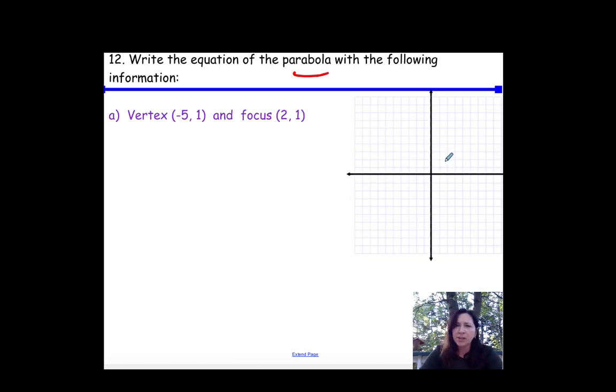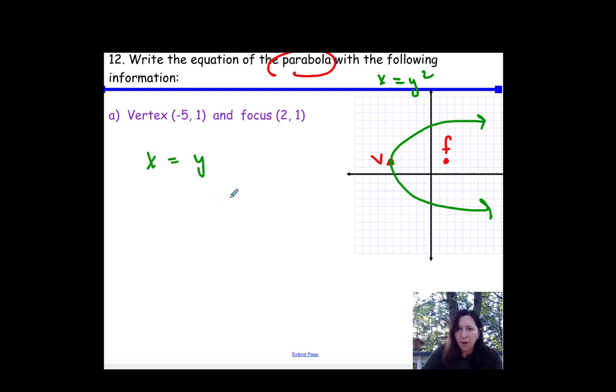This says write the equation of a parabola with this information. So we know that our vertex is -5, 1, and we know that our focus is 2, 1. Okay, so what that tells me right off the bat is that my vertex in my graph is going to look like this, because my vertex always cups my focus point. So if you notice my focus point here, so definitely not a y equals x squared, it's an x equals y squared graph. So I'm going to start off with that, x equals y squared.